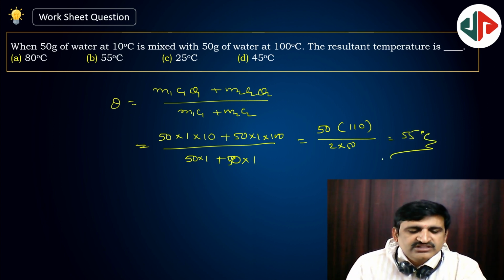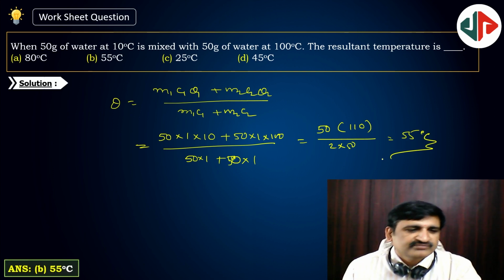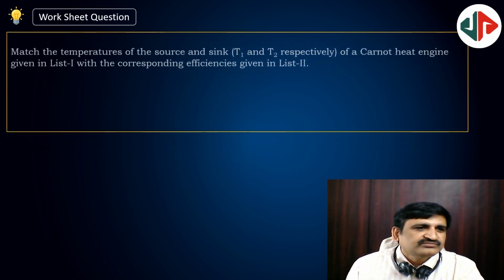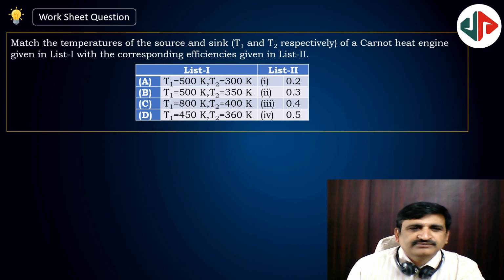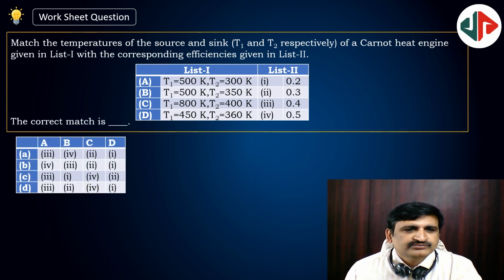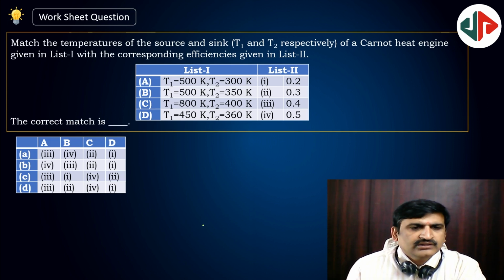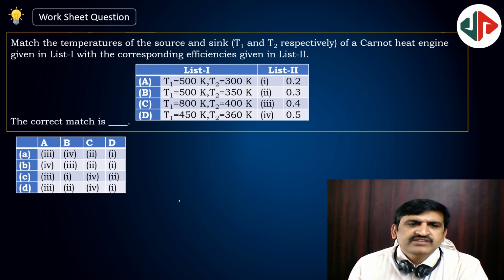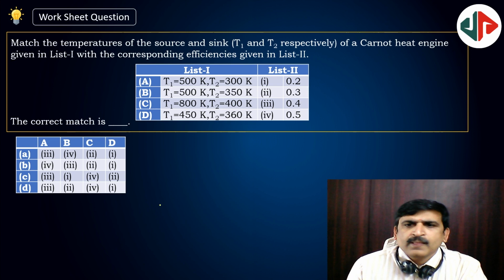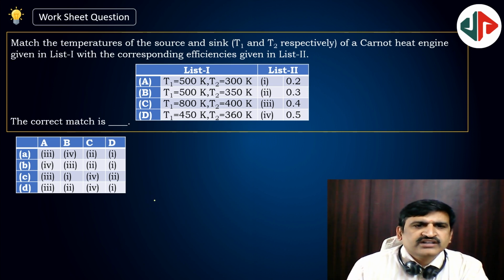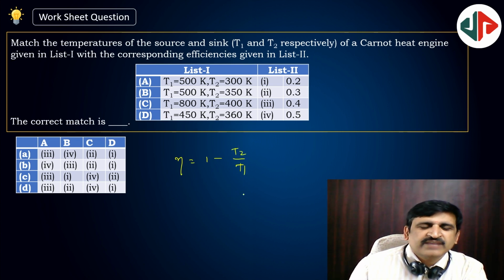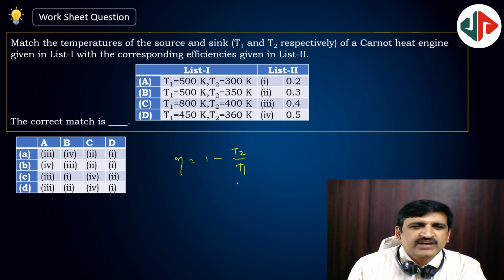So read the question with attention, then you can do sums fast. Matching the following. Okay, options, so read carefully. T1 is given, T2 is given, list 2. Carnot heat engine, list 1 corresponding to efficiencies. Efficiency is equal to 1 minus T2 by T1. It is only a time consuming question. So you can substitute every option and check.